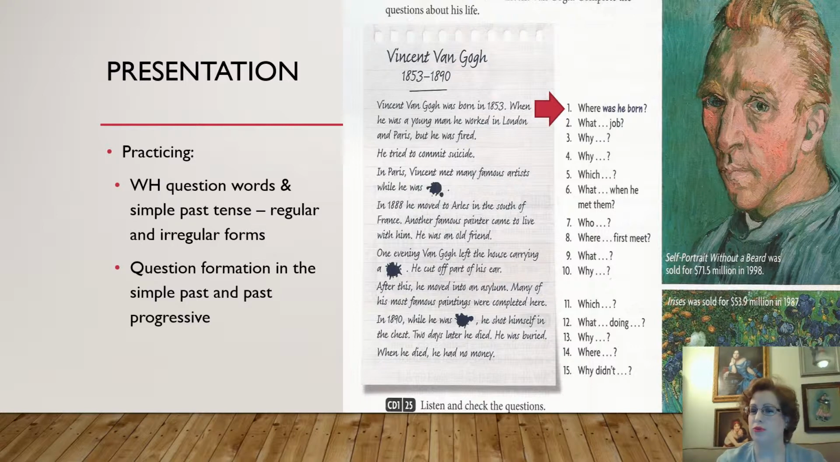Line 4 reads, he tried to commit suicide. So of course the question is why? Why did he try to commit suicide?